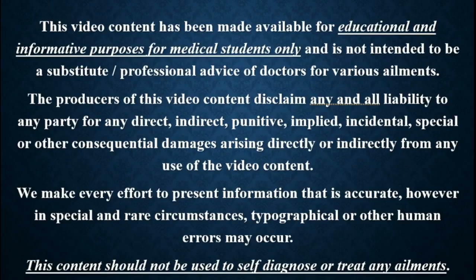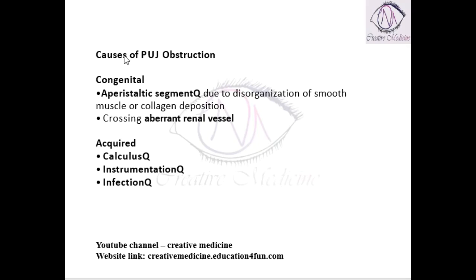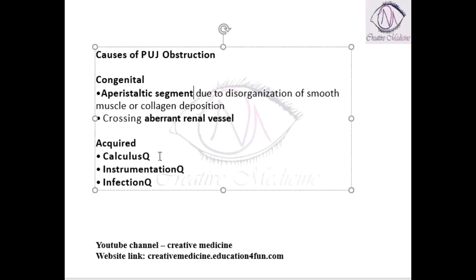In this lecture, we will learn about causes of pelvic-ureteric junction obstruction. There are two major causes of pelvic-ureteric junction obstruction. One, we have congenital causes. Second, we have acquired causes.